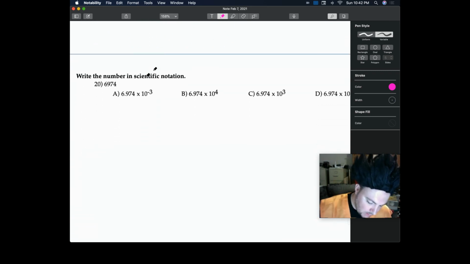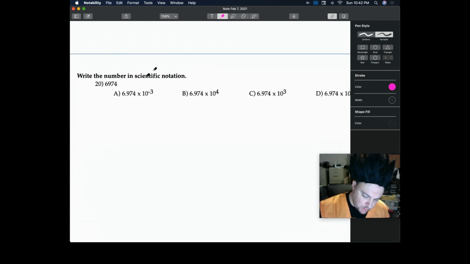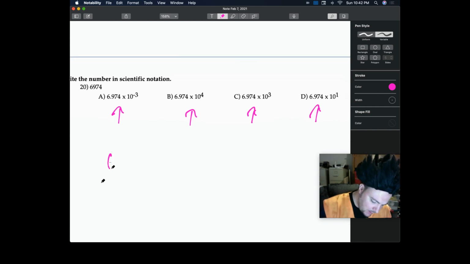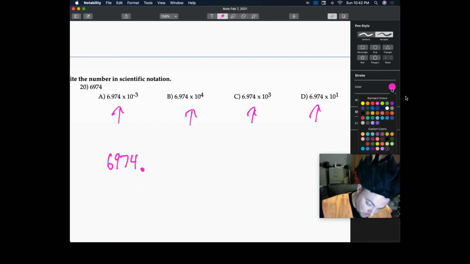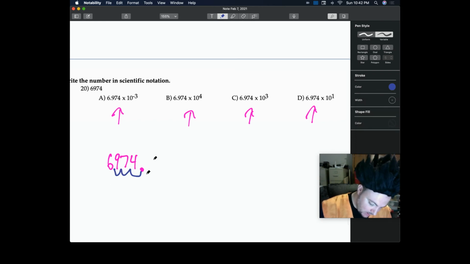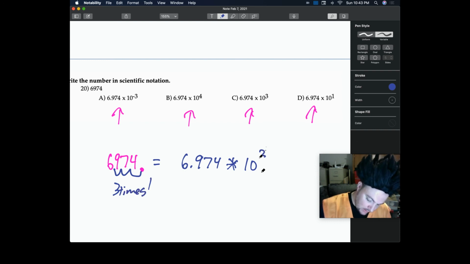Okay, one last one. And this is just in reverse. So if you understood the rules from before, you literally could just go through the answer choices and see which one gets you there. What I'm going to do, though, is show you how to do this without that. All you got to do is ask yourself, how many times do I have to jump to make it a single digit? 3 times, right? So this is just 6.974 times 10. I jumped how many times? 3 times, right? So this is 10 to the third.